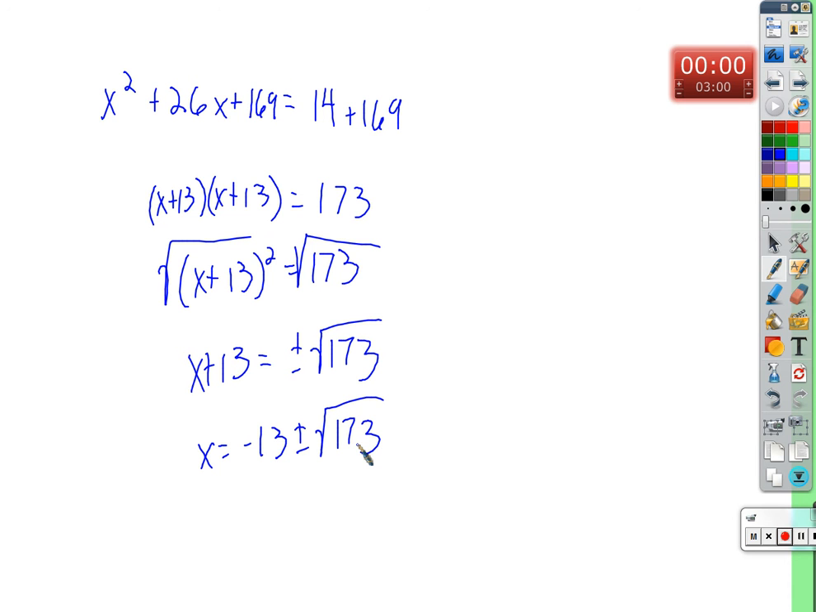Yeah, that was where it started. That's what I made up this part and this part. Derek found 169. He added it to both sides. Take the square root. Subtract 13 from both sides.